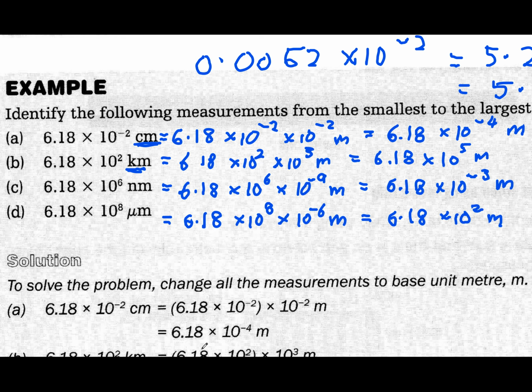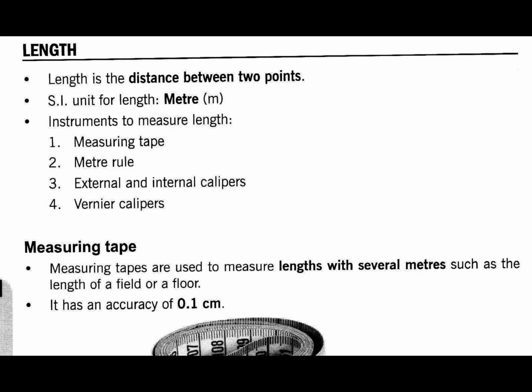That's it. Hi, let us now learn about length measurements. So we're talking about measuring distances. The SI unit of distance is meters. The instruments we need to learn to measure things with are the measuring tape, the meter rule, external and internal calipers, and the vernier calipers.